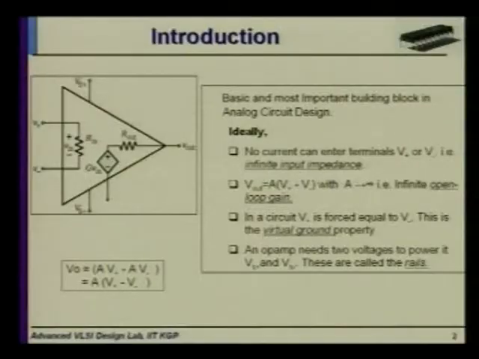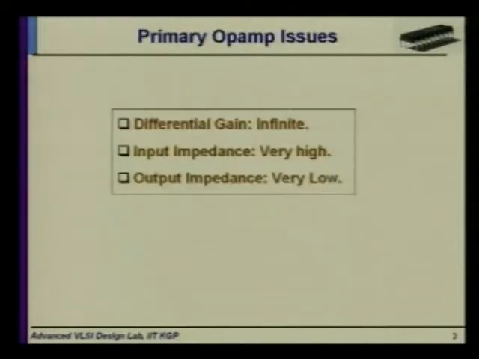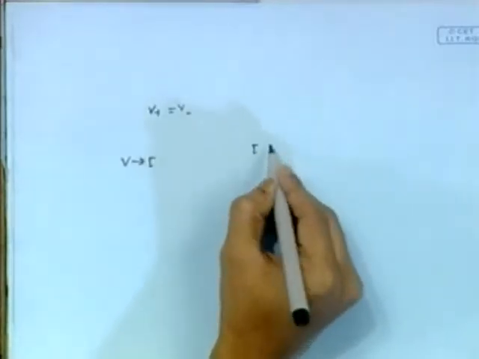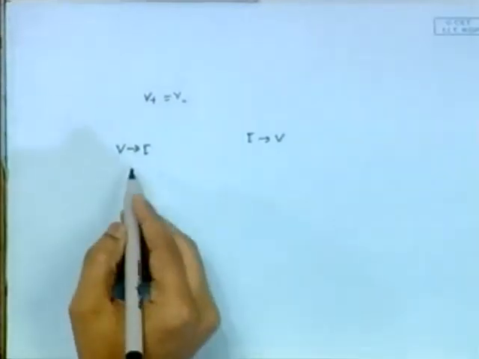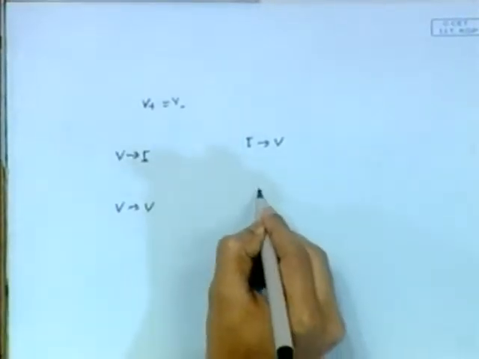So these are all the ideal op amp characteristics, but we should discuss the real op amp. Now the differential voltage gain, as we have seen in the earlier slide, should be infinite. Second, input impedance should be very high and output impedance should be very low, but these two characteristics are strictly for an operational voltage amplifier. There are four types of amplifier: voltage to voltage, voltage to current, current to voltage, and current to current. So if I write V to I, I to V, V to V, and I to I.